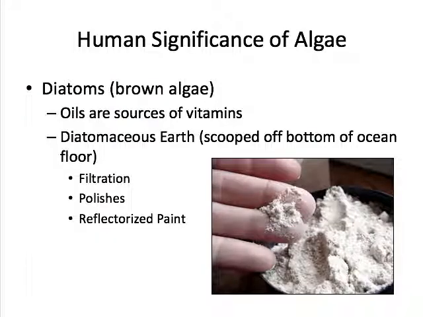So now let's look at some of the products that are very significant to humans. First off, the diatoms. Remember, they belong to the brown algae group. They have lots of oils in their cell walls, and these oils are actually sources of vitamins. We can extract these vitamins and put them into commercial supplements. Another important product is called diatomaceous earth. This is scooped off of the bottom of the ocean, and because these organisms have silica in their cell walls, it gives it a very fine, gritty material. Diatomaceous earth is used for filtration, polishes, and even reflectorized paint.